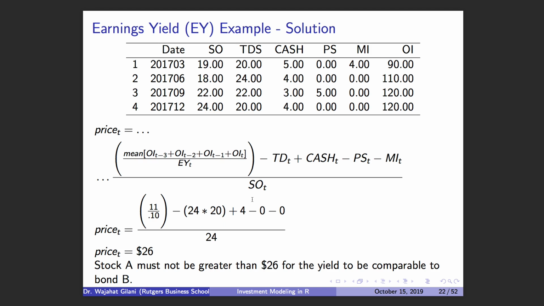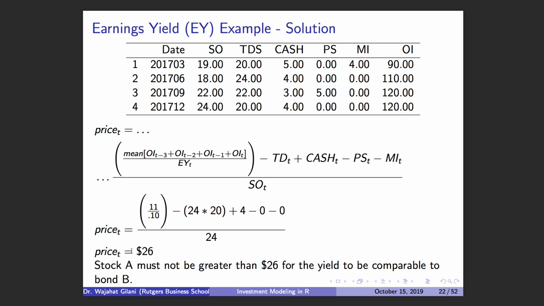That's the total debt. We add cash. What's cash? 4. We subtract out preferred shares and minority interest. Well, those both are 0. Boom, boom. And I divide all of this by shares outstanding, which is 24. You calculate all of this, again, this part right here should be 110 divided by 0.1. The price will be $26. $26. All right?